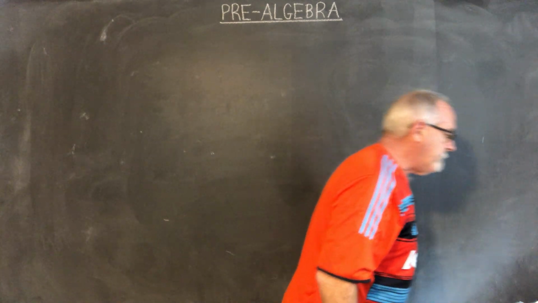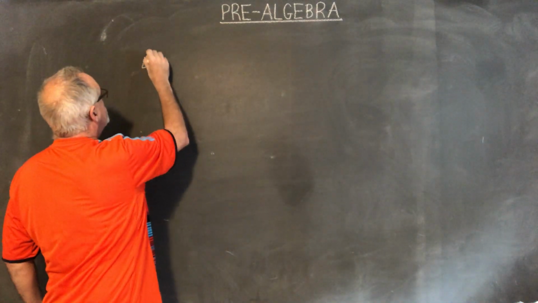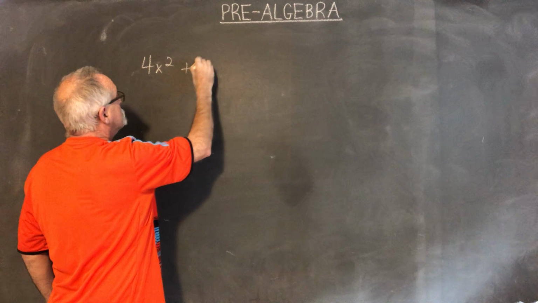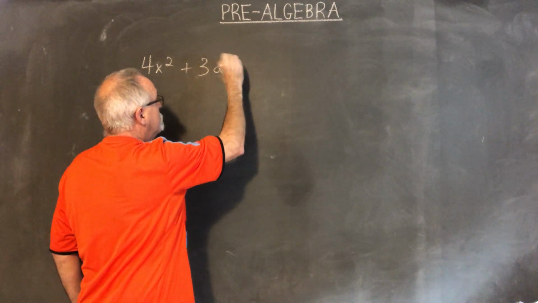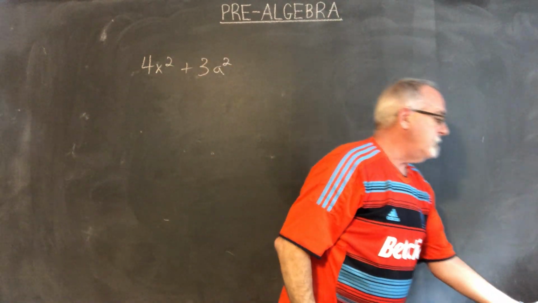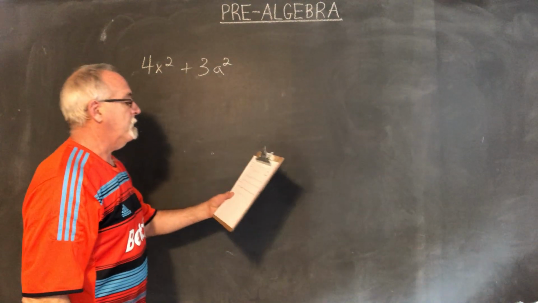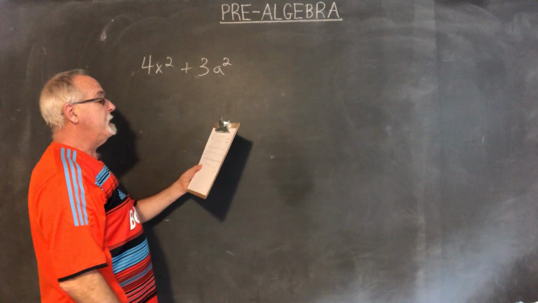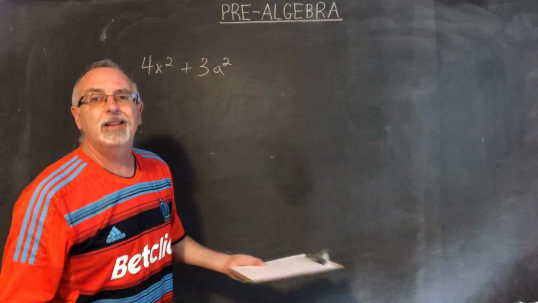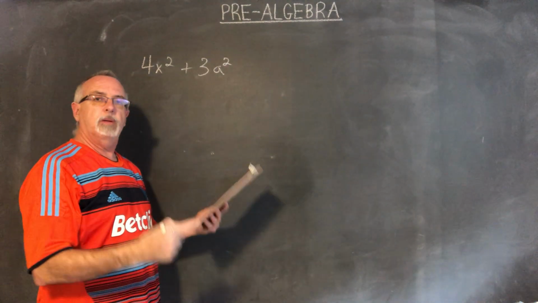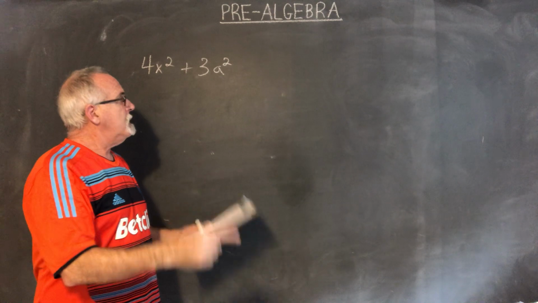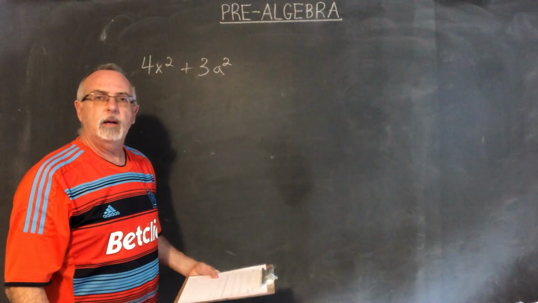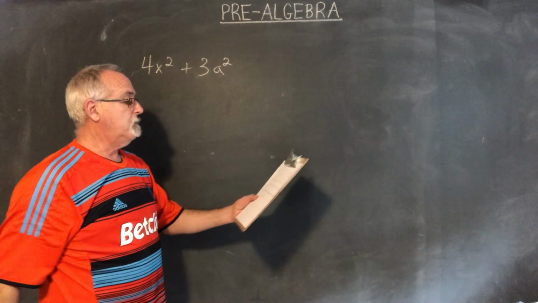Okay, let's do a long one. 4x squared plus 3a squared. I'm going to pick up my clipboard because I don't have to walk back and forth too long because there are, how many terms? Eight terms in this one. See, it gets more complicated, but it doesn't, because the skills we're applying make it just keep on being easy and doable, even if I write a really long expression, which is what I'm doing.